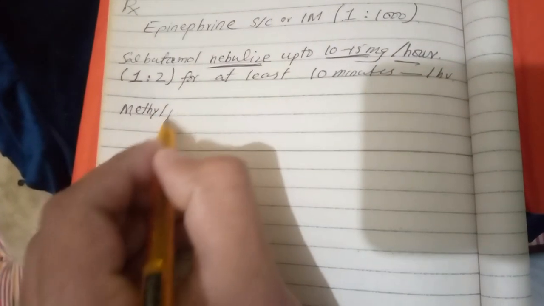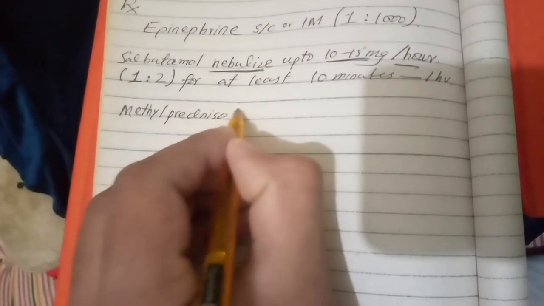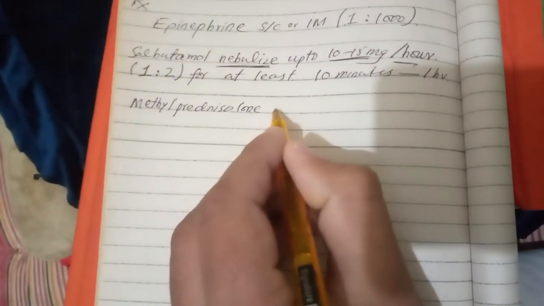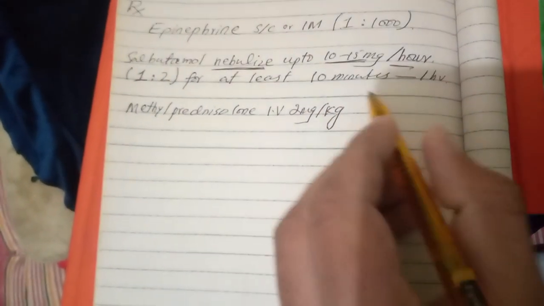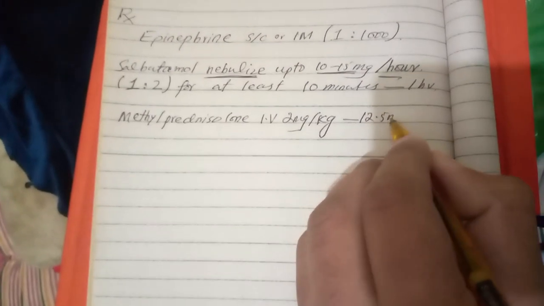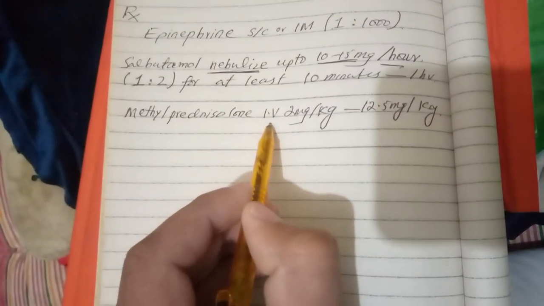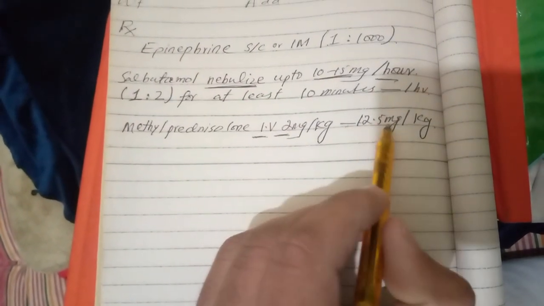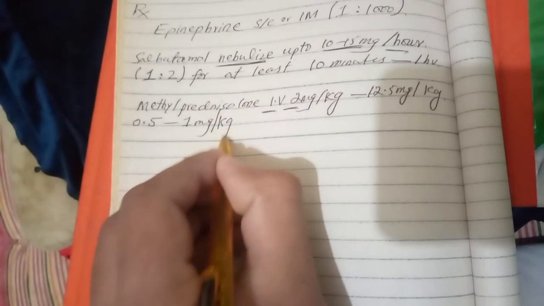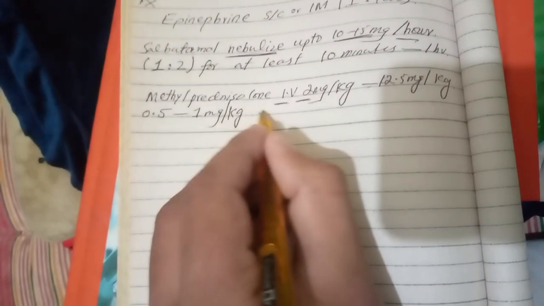Third, we can prescribe methylprednisolone. Methylprednisolone is given initially IV, with the amount of 2 to 12.5 milligram per kilogram weight of the body, and after that we can use methylprednisolone at 0.5 up to 1 milligram per kilogram weight of the body, every 6 hours.